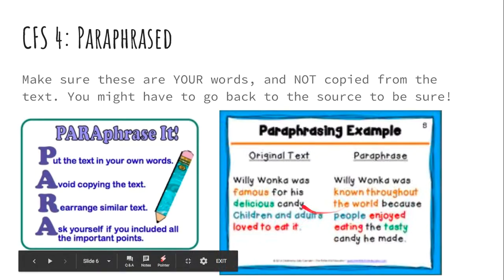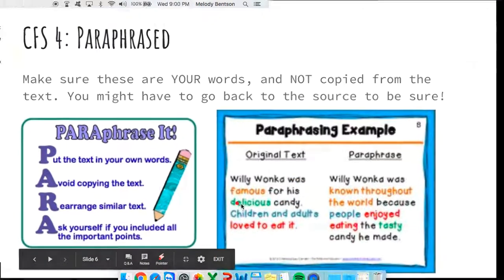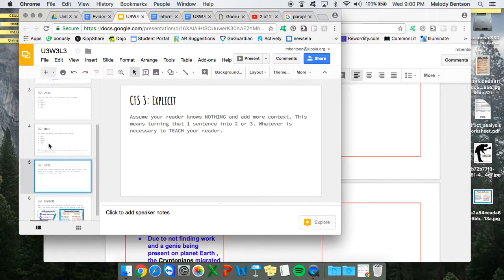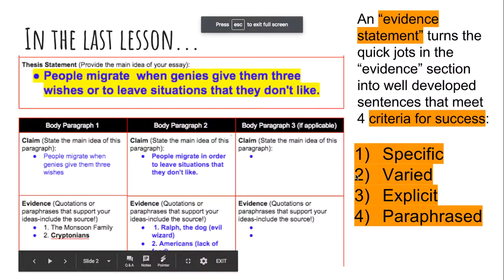So by doing this, I make sure that I am my own original author and I'm not copying anyone else's work. If you want to know a little bit more about how to do this, or if you're doing this well, please make sure to raise your hand or to ask me in class when you see me. And one last time, here's our criteria for success: specific, varied, explicit, paraphrase.